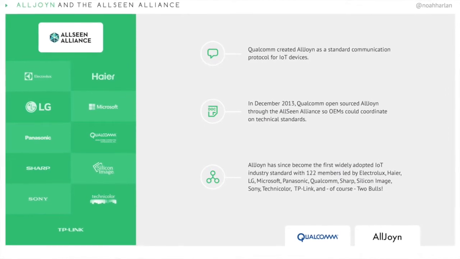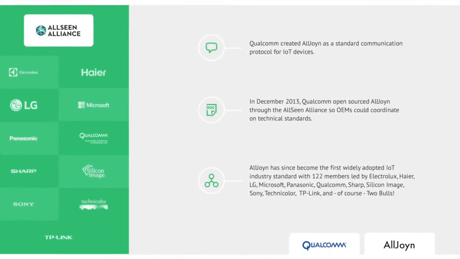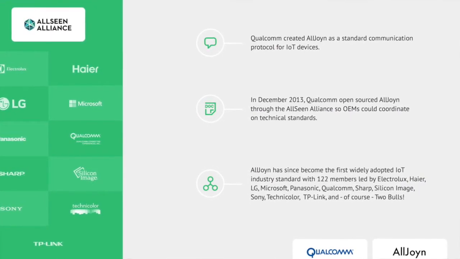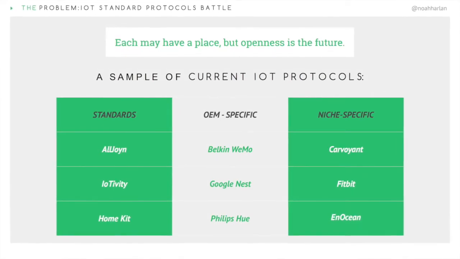Qualcomm created AllJoyn as a standard communication protocol for IoT. And then in December of 2013, they open sourced it into the AllSeen Alliance. This slide is actually out of date as of 2 days ago. It's no longer 122 members, it's now over 140. And the types of players involved are what make it so exciting and so powerful as a movement. It's not dominated by one particular vertical. You've got white goods manufacturers, small electronics manufacturers, chip manufacturers, and then a flurry of creative companies, from individual device manufacturers to data services to software companies like us, who are all part of the alliance and all buying into the concept of what AllJoyn is.